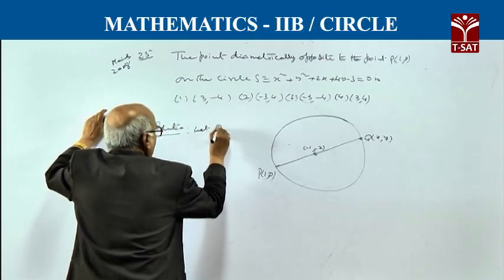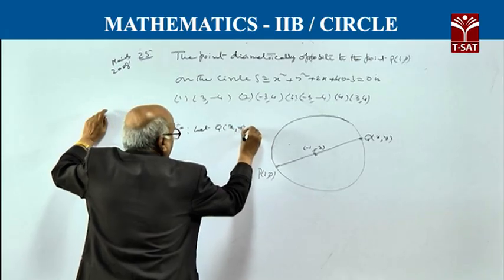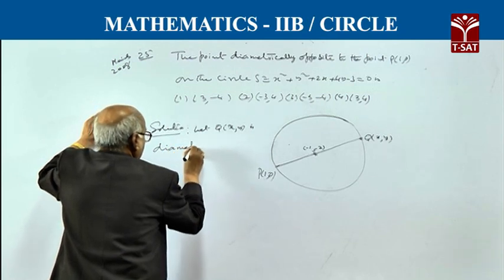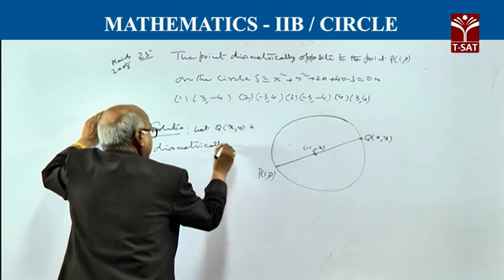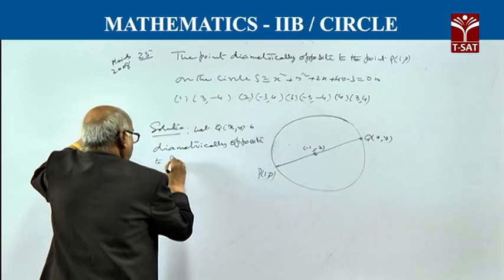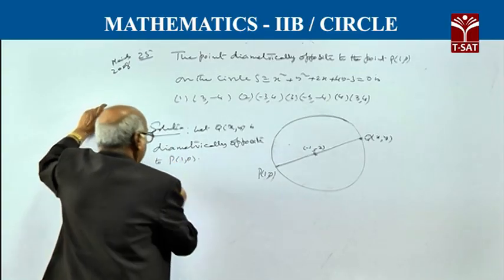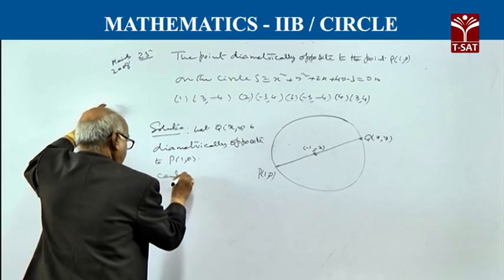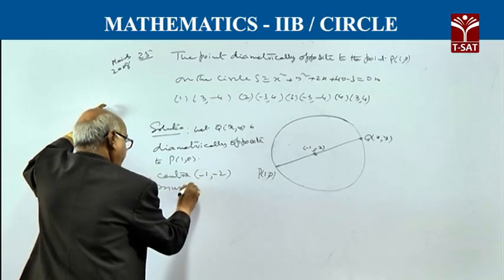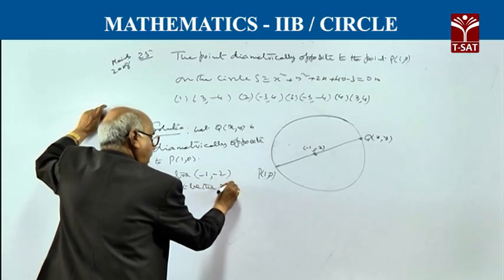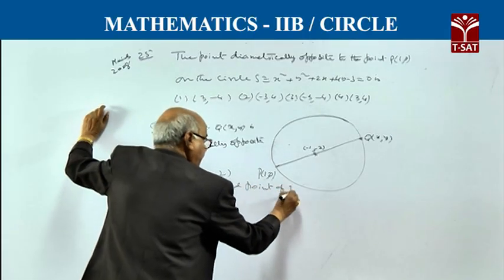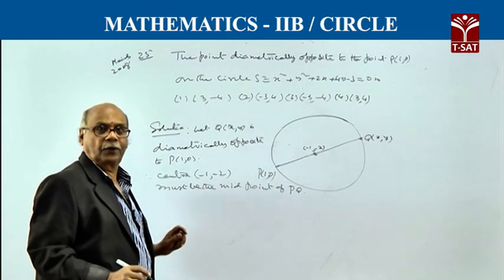Let Q(x, y) be diametrically opposite to P(1, 0). So, therefore, the center (minus 1, minus 2) must be the midpoint of PQ, must be the midpoint of PQ itself.